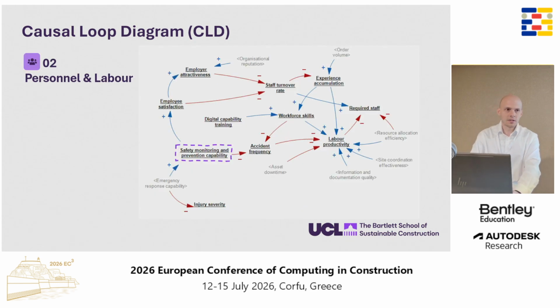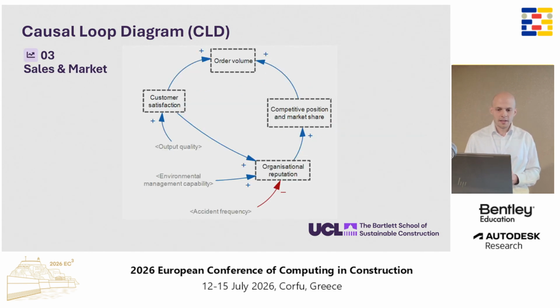And next is the personnel labor. Nothing much about here, it's mostly just a regular organization. But here, I'm assuming that we're introducing safety and monitoring capability. And then the next one, sales and market subsystem. And just quickly on these arrows: if we have a plus sign, and I'm using a blue color for this one, it's assuming that if one variable increases, the other will eventually increase, and vice versa for the minus signs.